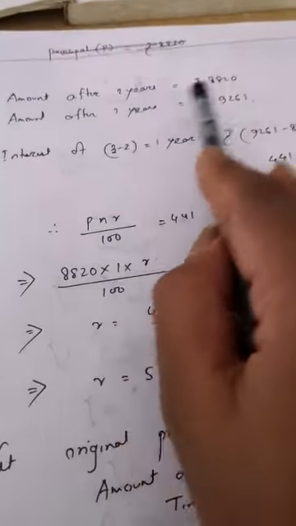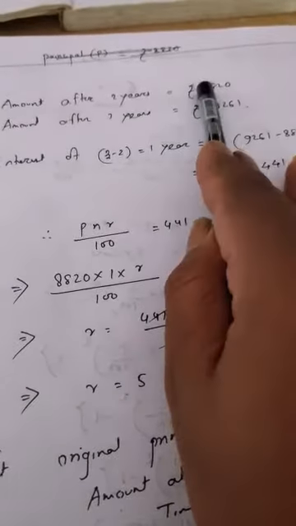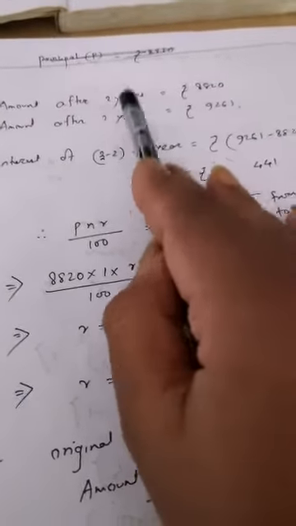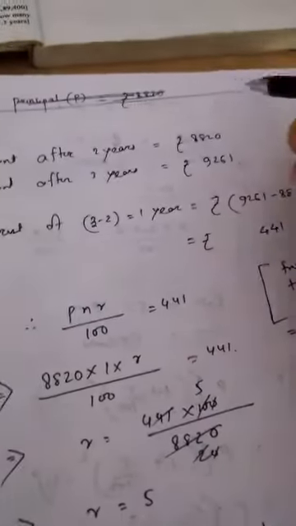There is a gap of 1 year, and that gap of 1 year means there is the interest. This minus this is the interest for the third year. This step you have to understand. Here this is a simple step.